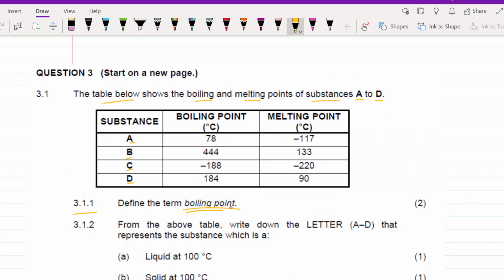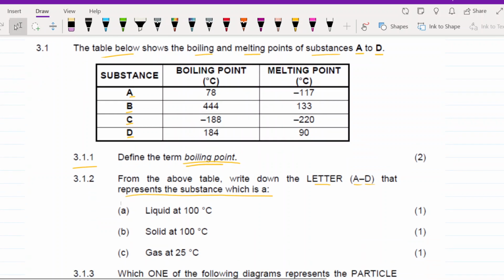Then from the above table, write down the letters A to D that represent the substance which is a liquid at 100 Celsius degrees, solid at 100 Celsius degrees, gas at 25 Celsius degrees. So we're going to use the table now. In order for us to be able to answer this question, let me just show you a simpler way.